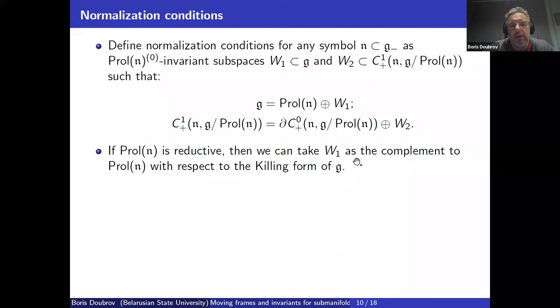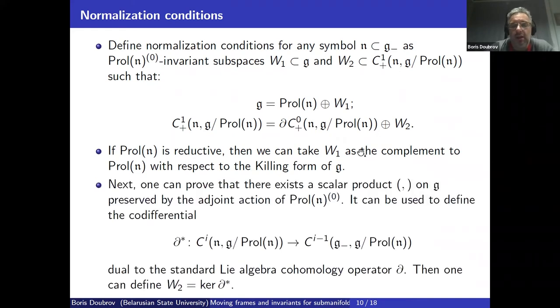So assuming that prolongation of N is reductive, we do have a uniform way of defining these normalization conditions. W1 is just a complement to prolongation of N with respect to the Killing form of G. A bit more tricky is to define W2. Here we use the same ideas as in the case of normal parabolic geometries. We define a certain scalar product on G, which is preserved by the stabilizer of prolongation of N, prolongation zero.